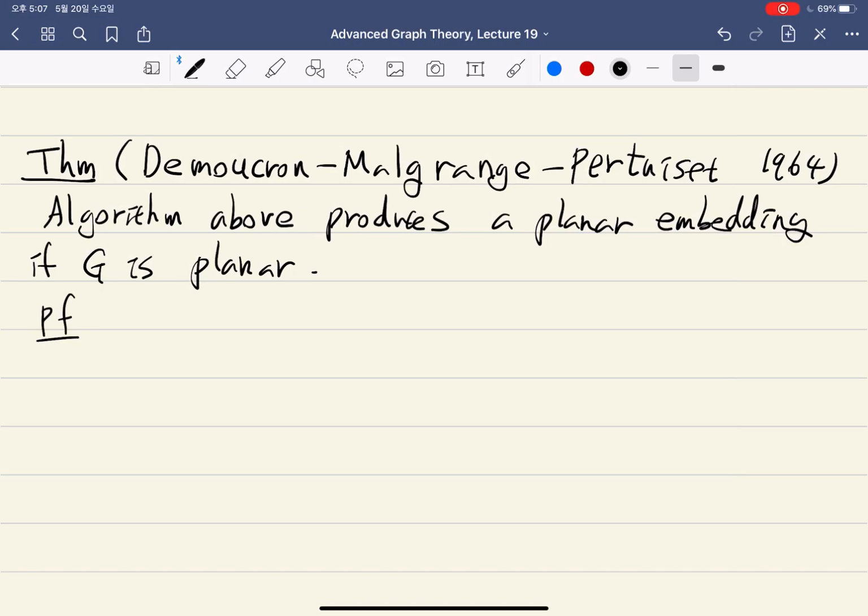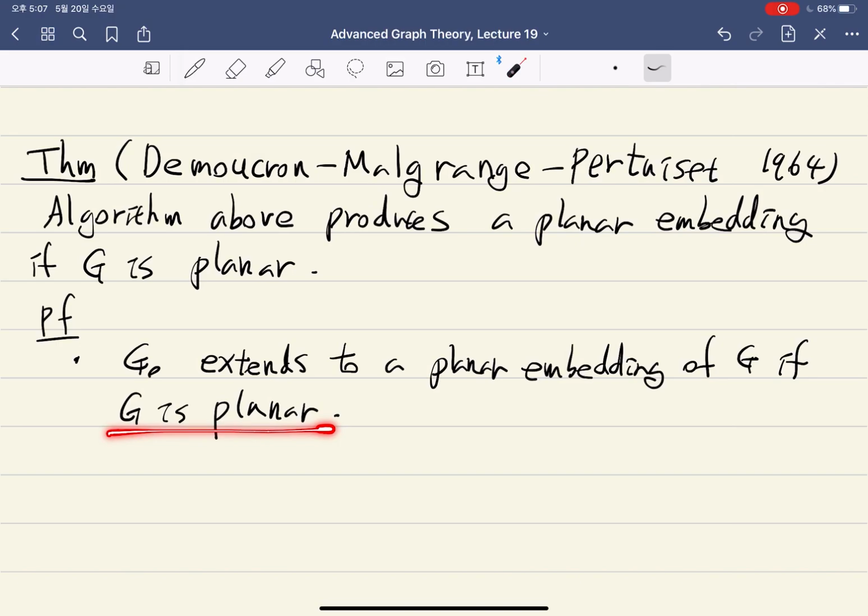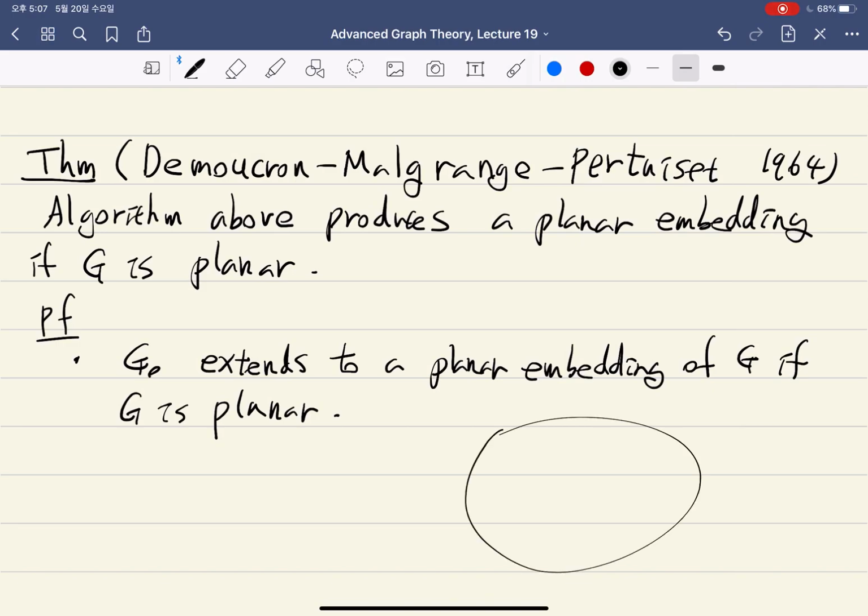So we know that this G0 extends to a planar embedding of G if G is planar. What I mean is that if G is planar, there is one way to embed it. And in that embedding, if we find the cycle G0, then it is embedded in some way.